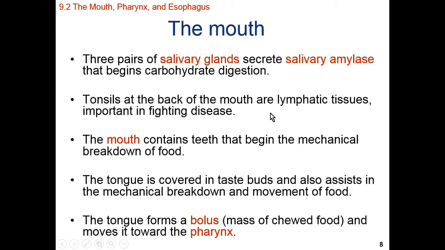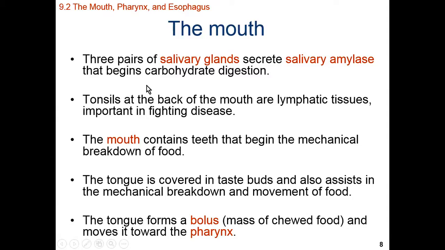Moving on to section 9.2, we'll start with the upper digestive tract, and we will begin our discussion with the mouth. There are 3 primary pairs of salivary glands in the mouth. And when I say pairs, I mean that there's 2 of each. Since there's 3 pairs, there's 6 total salivary glands.